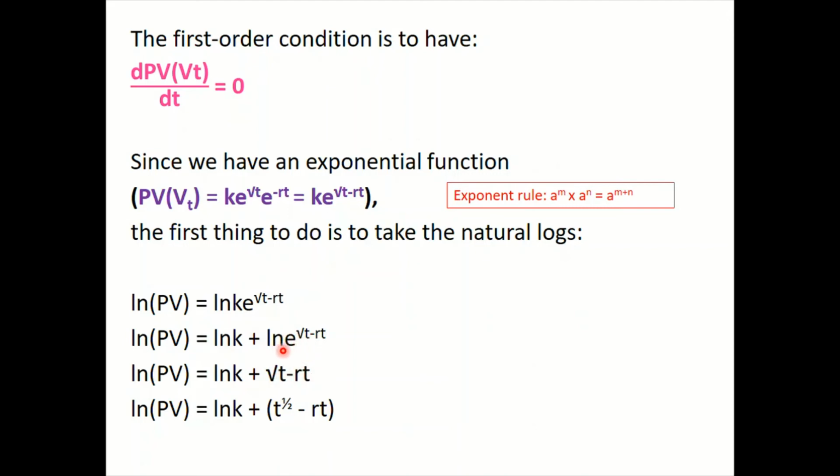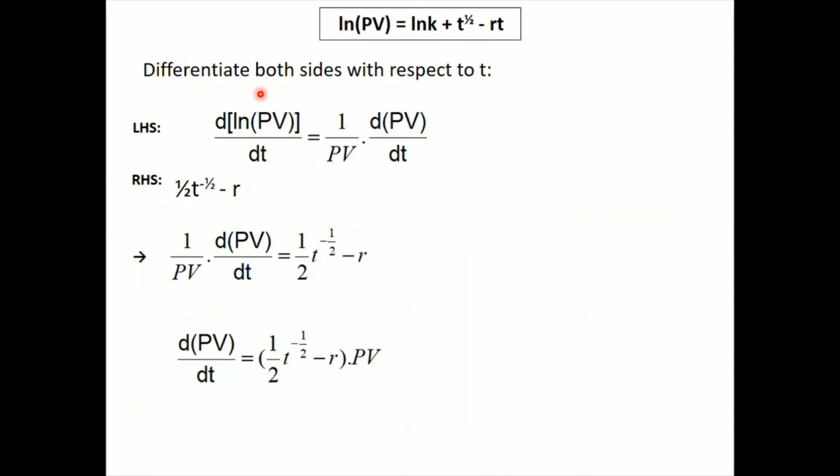So we can rewrite this as follows, and then in the very last line, instead of having the square root of t, we raise t to the power of a half, just a slightly different way of writing that. We now need to differentiate both sides with respect to t, both the left-hand side and the right-hand side. The left-hand side, when we differentiate with respect to t, we will end up with 1 over PV times dPV over dt.